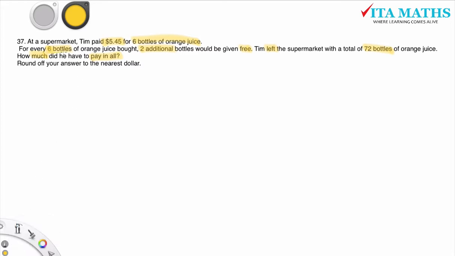Something very important that you should take note of: every 6 bottles, you have 2 bottles free, okay? And when he left, he has a total of 72 bottles. So this 72 bottles actually consists of multiples of 6 and 2 bottles, okay? So let's say every 6 bottles he buys, he has 2 free bottles. So every time he buys 6 bottles, he actually has 8 bottles. Is that right?